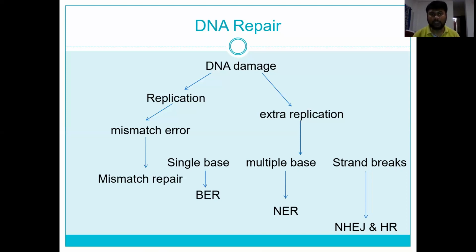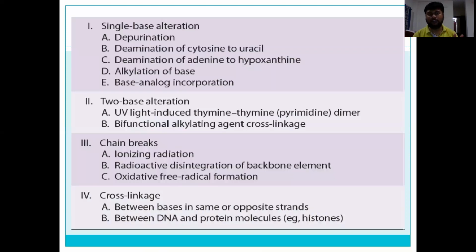First let us start with the different types and causes of DNA damage. We have already seen there are single base errors, multiple base errors, and double strand breaks. The major single base alterations are depurination, deamination, alkylation, and sometimes oxidation of the individual bases. Out of these, the most common single base error is deamination of cytosine. This deamination is caused either spontaneously or sometimes due to chemicals like nitrites, nitrous acid, and bisulfites, which are mainly present in food preservatives.